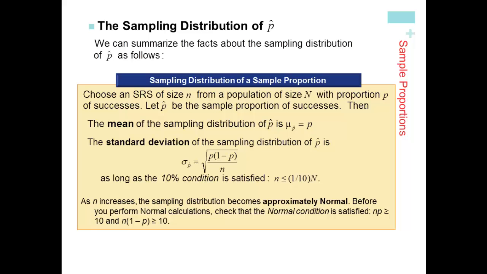Now, as n increases, the sampling distribution becomes approximately normal. Before you can actually perform normal calculations, though, you must check the rule of thumb condition number 2, which is the normal condition. It is satisfied if n times p is greater than or equal to 10 and n times 1 minus p is greater than or equal to 10 as well. Again, those conditions, both the population being greater than or equal to 10 times the number in the sample and the rule of thumb 2 given here for the normal condition, were given in chapter 6.